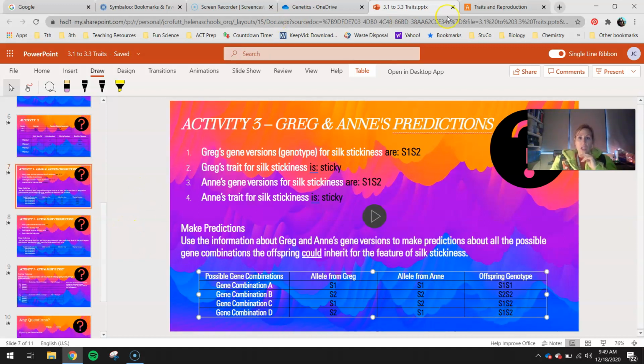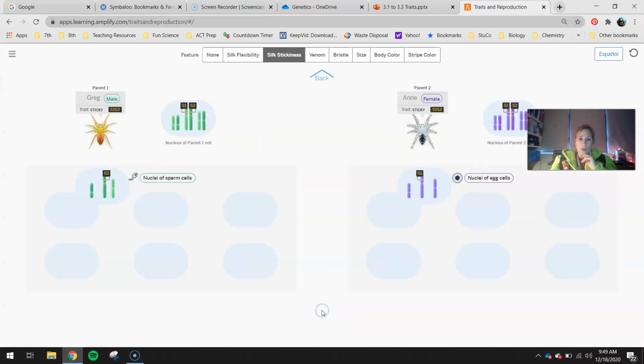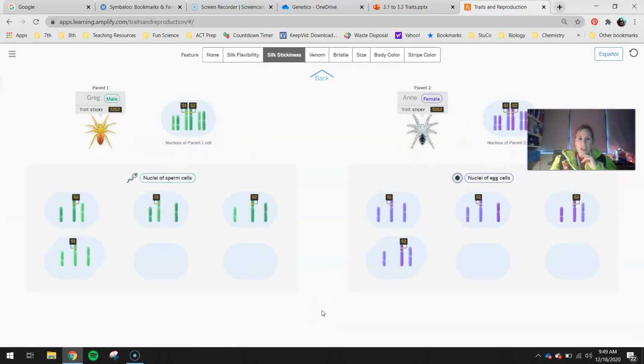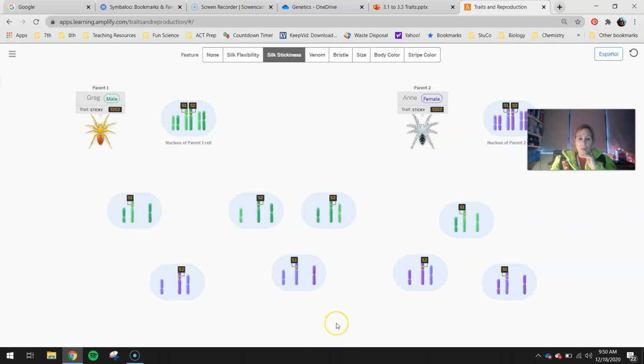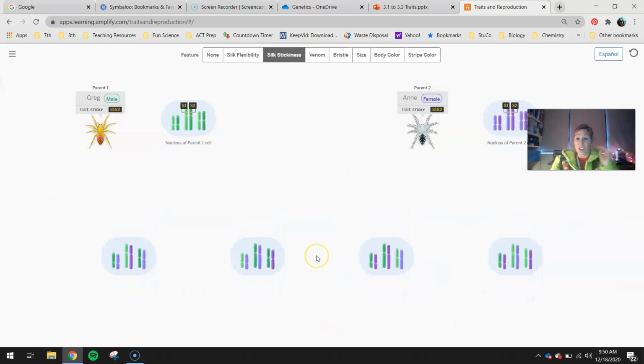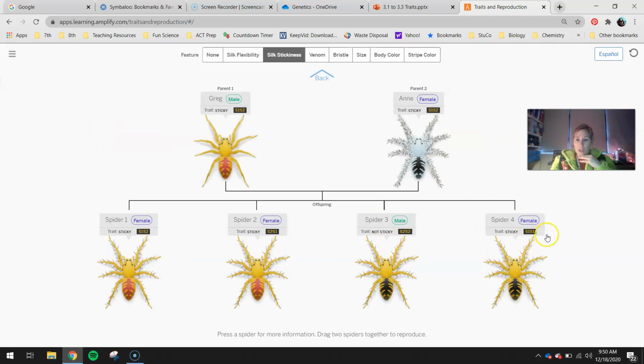So then you guys would actually go and make that prediction and say, all right, let's create our reproductive cells. And then let's randomly fertilize those reproductive cells to see what combination we actually see with this. We should see more S1, S2s, excuse me. So here's S1, S1, S2, S2, and then look, we've got 2 S1, S2s, just like predicted. So these are sticky, sticky, and then not sticky.